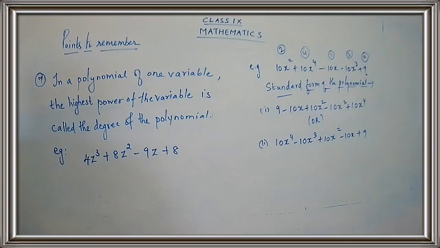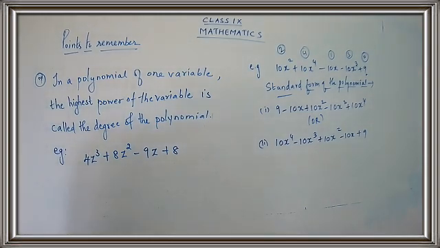In a polynomial of one variable, here I have just taken one variable. I'll tell you one more method over here. We have one variable, or in certain cases we may have more than one variable. I'll tell you how to find out the degree for the different polynomials. So here we have a polynomial 4z cube plus 8z square minus 9z plus 8.